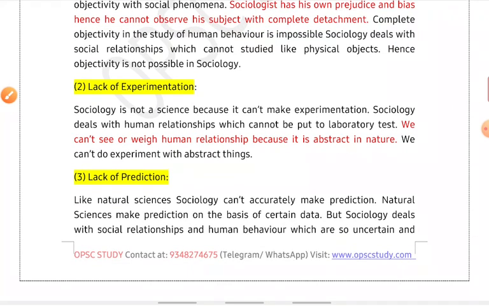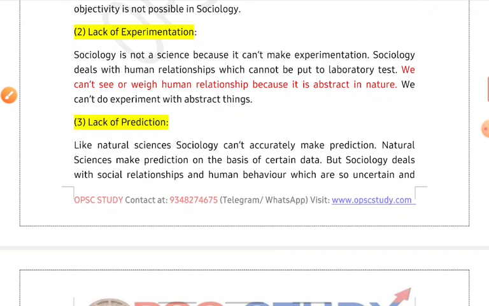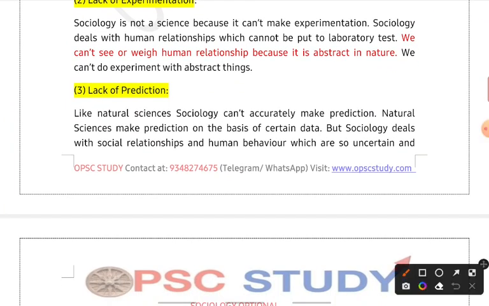Then it lacks experiment. Obviously, science is what? In science, you basically try to study matter and so on, right? If you know that at 100 degrees Celsius water will boil, so it is what it is. It is basically based on the experiments that you have conducted. But you can't do the same thing on human beings.